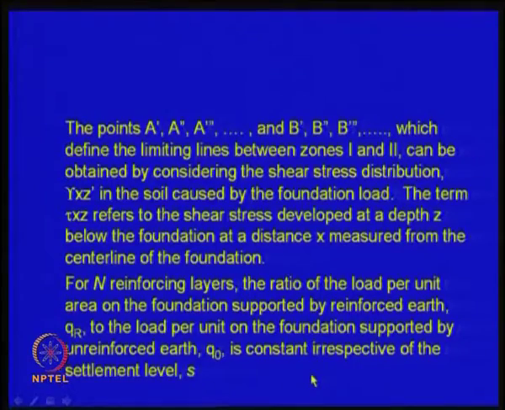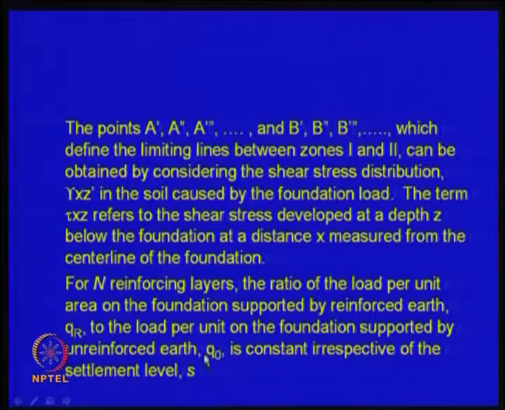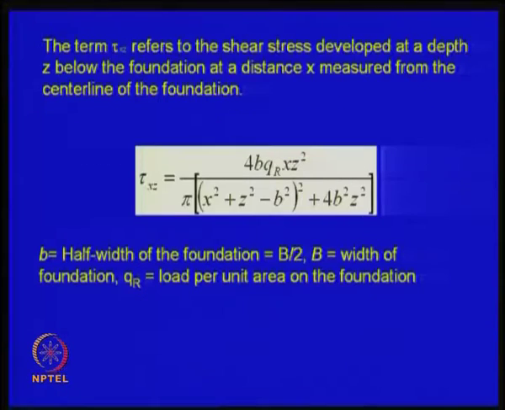Normally we say 25 mm is the allowable settlement in the case of footing, and that corresponds to about 10 ton per meter square. At the same settlement, instead of 10 I would like to have 25. So, 25 by 10 is called the bearing capacity ratio. This is an assumption that we are making, irrespective of the settlement level, that QR by Q naught is constant, and that is a simple assumption. These assumptions are required to make the analysis simple.